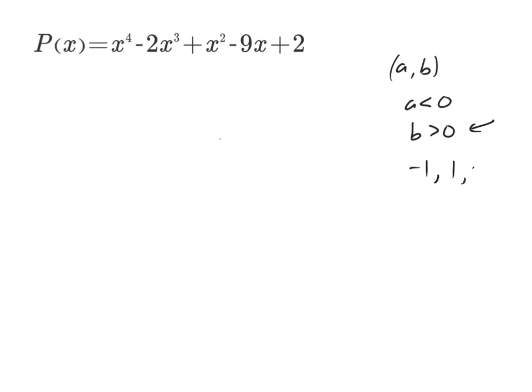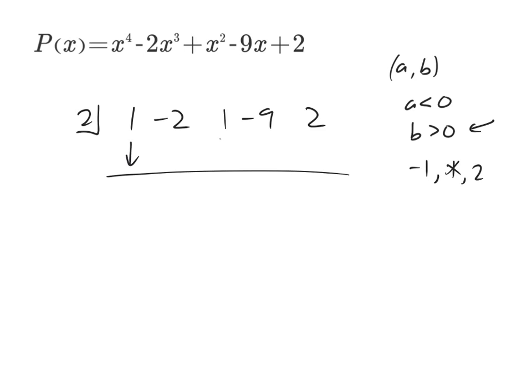So we're going to try 2. 2, 1, -2, 1, -9, 2. 1, 2, 0, 0, 1, 2, -7, -14, -16. Now, if you notice, it switches. So that one doesn't work.